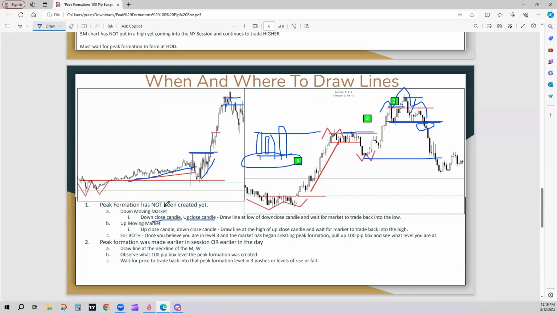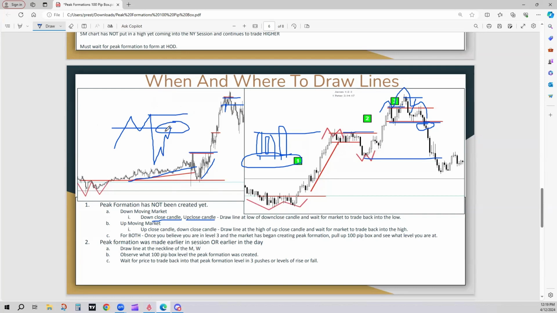Up moving market, it's just the opposite. If I already have a peak formation made, either earlier in the day, earlier in the session, or something along those lines, so I already have an MRW, and the market has moved away from that MRW, I draw the line at the neckline and wait for them to trade back up into it in 3 pushes. And then I'm looking to take my trade somewhere around this area right here.